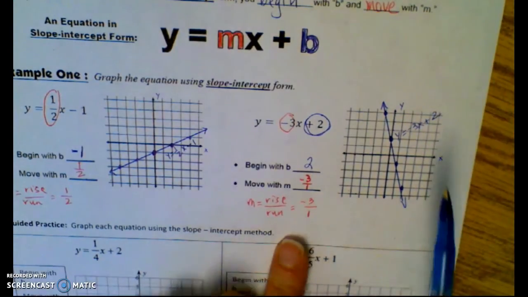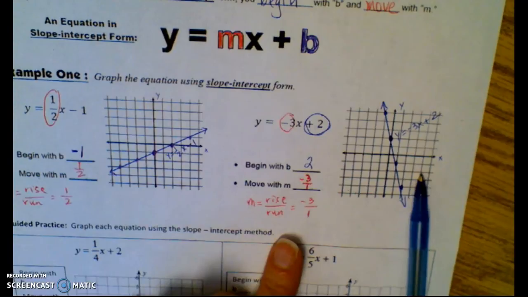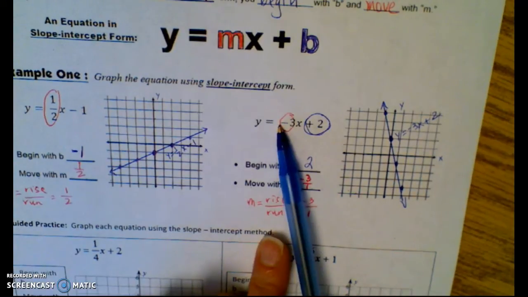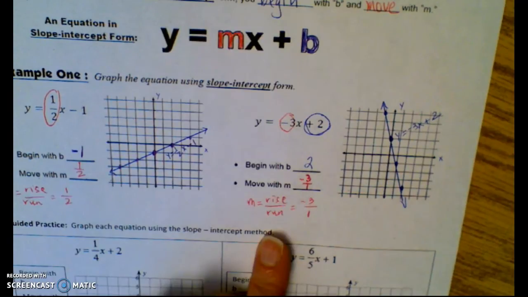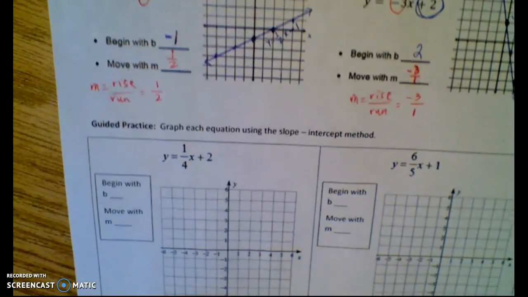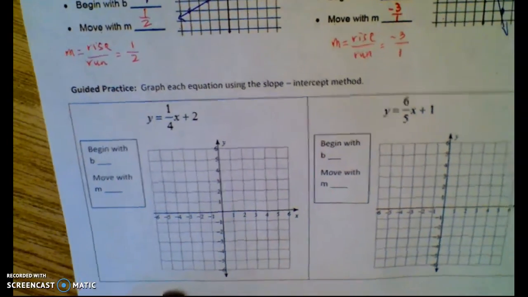Again, this method allows you to quickly graph a line, knowing that you have a y-intercept to begin, and you have a slope to get yourself to move to the next point. Begin with B, move with M is a very good way to remember.